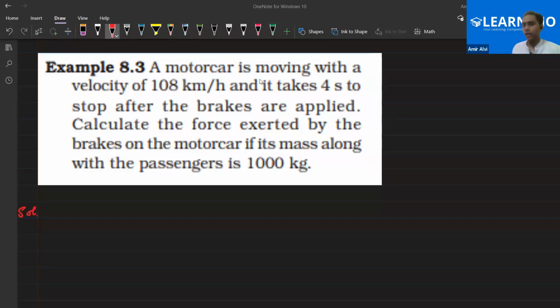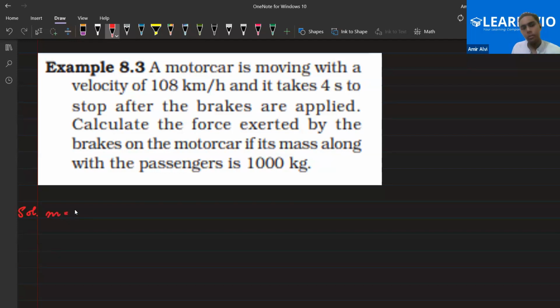The question says a motor car is moving with a velocity of 108 kilometer per hour. So it's a very high speed, and it takes 4 seconds to stop after the brakes are applied. Obviously, if you are moving with a very high velocity, it will take a little time to stop, right? So calculate the force exerted by the brakes on the motor car if its mass along with the passengers is 1000 kg. So it means the combined mass of both the car and the passengers is 1000 kg.